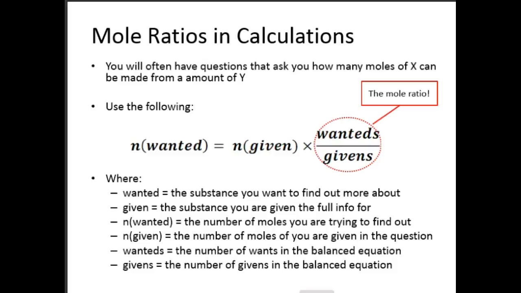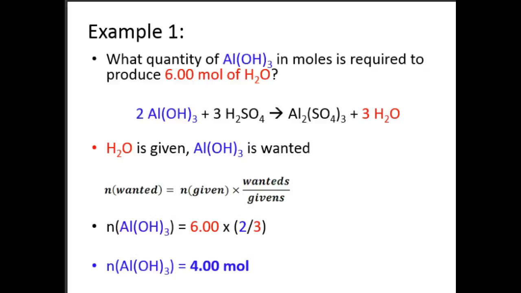You could also use dimensional analysis to do this. So that would mean you could take whatever it is you're given, and you multiply by whatever it is you're trying to get, which would be going on top, and the same unit as the given would be going on the bottom. So what do we mean by this? Okay, what quantity of aluminum hydroxide in moles is required to produce 6 moles of water?